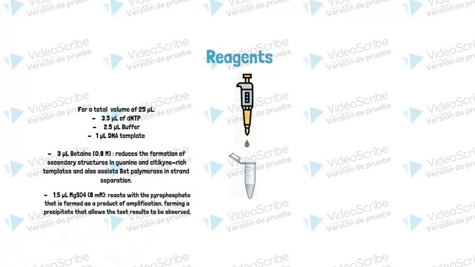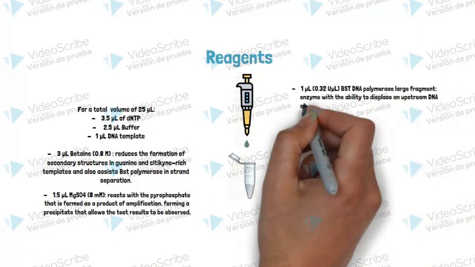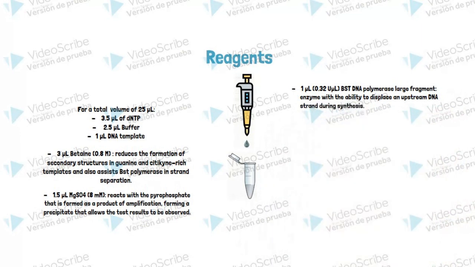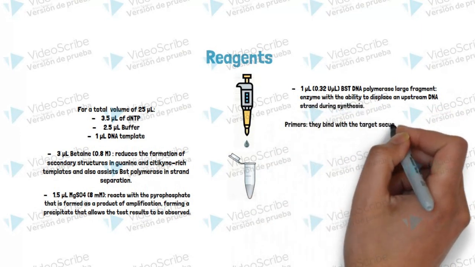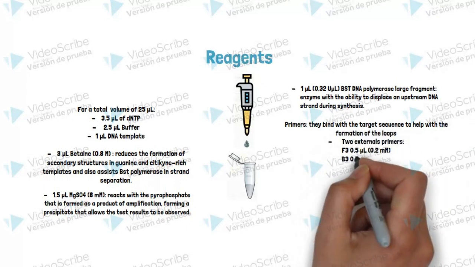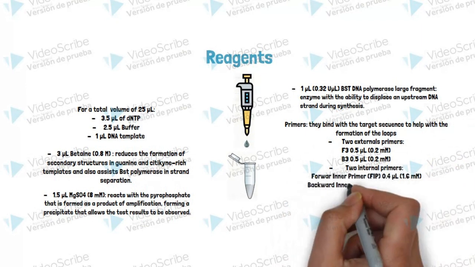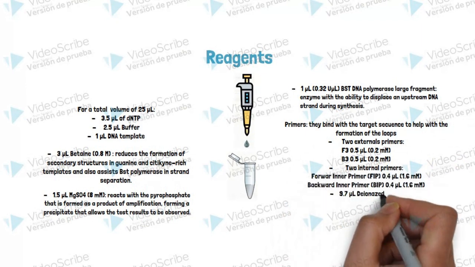The Bst DNA polymerase large fragment is an enzyme with the ability to displace an upstream DNA strand during the synthesis. Meanwhile, the primers used in this test are two external primers, F3 and B3, and two internal primers, the forward inner primer and the backward inner primer, and they work by binding with the target sequence to help with the formation of the loops.